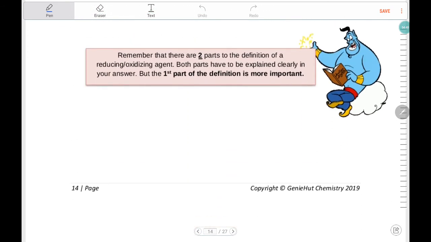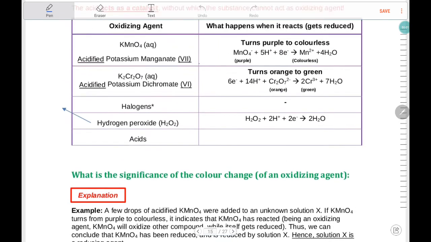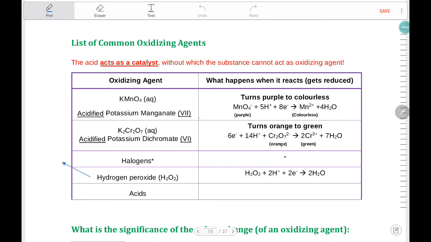Okay, so once again, remember that there are 2 parts to the definition. Always give the more important part first. Then if it's a 2-mark question, I'll bring in the other part where it gets itself oxidized or reduced. Okay, next we move on to the next page where we talk about the common oxidizing agent.